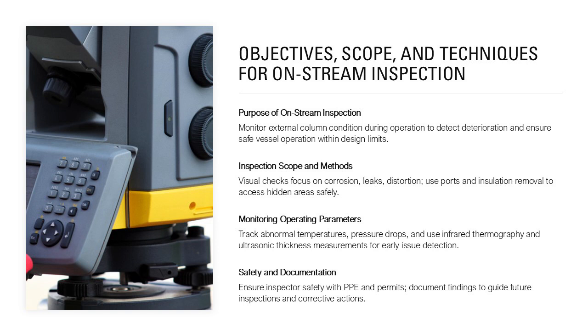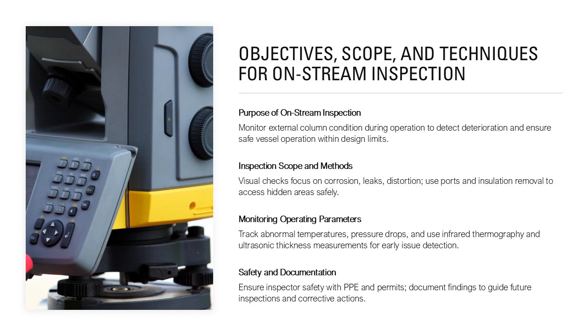The scope of on-stream inspection typically includes external visual examination of the shell, heads, nozzles, flanges, and attachments. Inspectors look for signs such as corrosion, coating breakdown, leaks, staining, bulging, distortion, or abnormal vibration. Particular attention should be given to areas prone to corrosion under insulation, including insulation terminations, supports, and penetrations. Where insulation is present, inspection ports, removable insulation, or targeted insulation removal may be used to assess suspect areas.